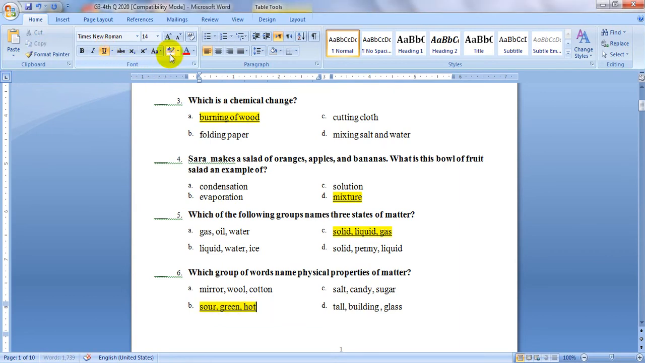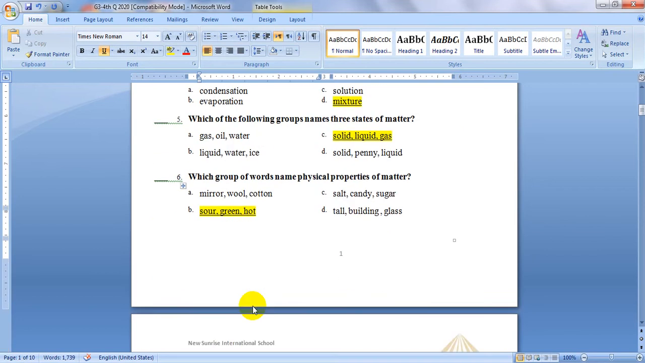These are physical properties because we can measure or observe them. Sour we can taste, green it's a color that we can observe, hot is a temperature that we can measure. So these are physical properties.